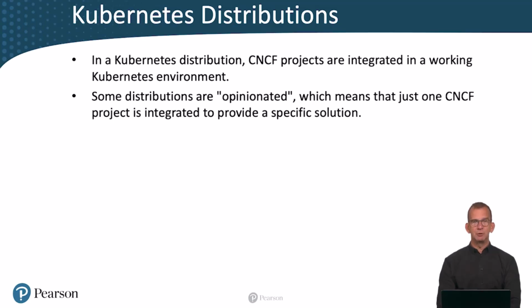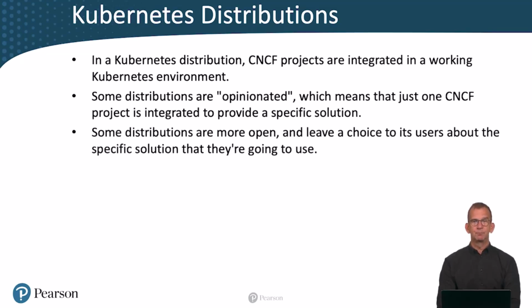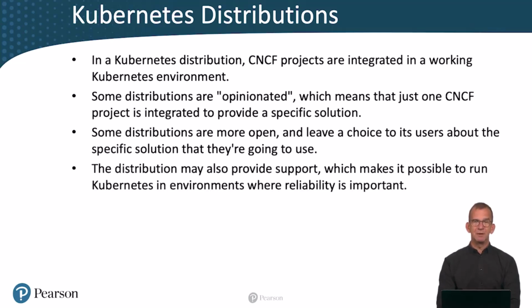Some distributions are, as we call it, opinionated. And that means that just one CNCF project is integrated to provide a specific solution. That means that you don't have to choose, this project is just what you have to use. Some distributions are more open and leave a choice to its users about the specific solution that they are using. And the distribution may also provide support, which makes it possible to run Kubernetes in environments where reliability is important. From that support perspective, it's also important to understand why distributions are sometimes opinionated. If they just have one integrated project, they can offer better support on it, because the support engineers can fully focus on that one project.